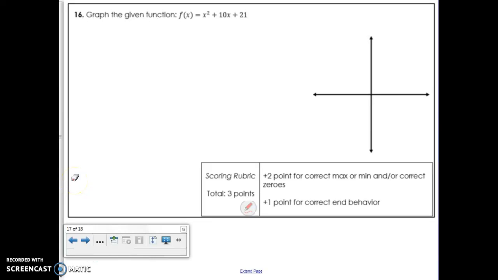All right, number 16 says graph the given function, f of x equals x squared plus 10x plus 21. Best way to do this is by factoring it. Remember, that allows us to find the x-intercepts really easily. So I'm going to start by looking at my c term right here, the positive 21, and I'm going to find all the factors of 21. Remember, 1 and the number is always a great place to start.